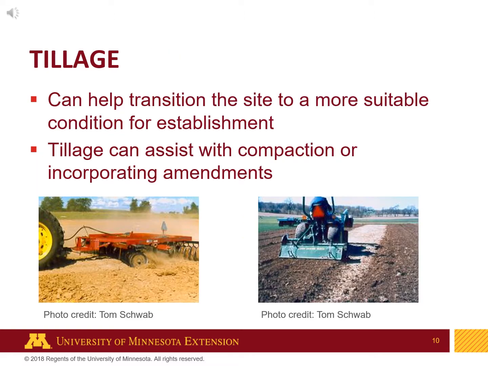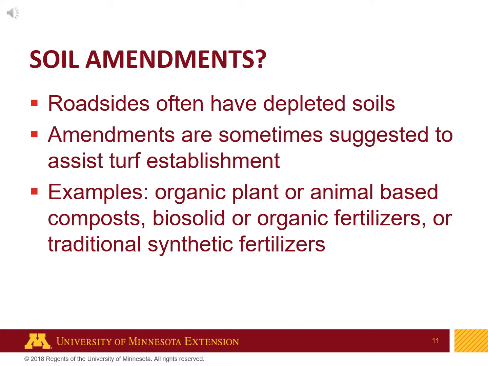If rough grading was required, tillage can help transition the site to a more suitable condition for establishment. Tillage may assist with relieving soil compaction and is the ideal time to incorporate soil amendments. Because roadsides often have depleted soils, amendments are sometimes suggested to aid in turf establishment. Some of these amendments may include organic plant or animal-based composts, biosolid or organic fertilizers, or traditional synthetic fertilizers.